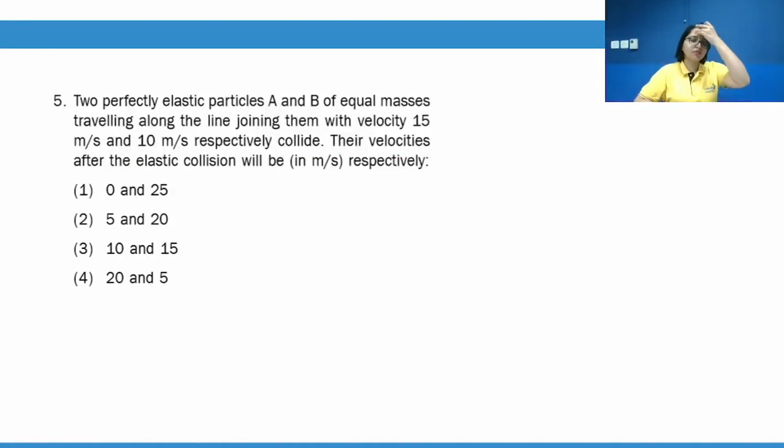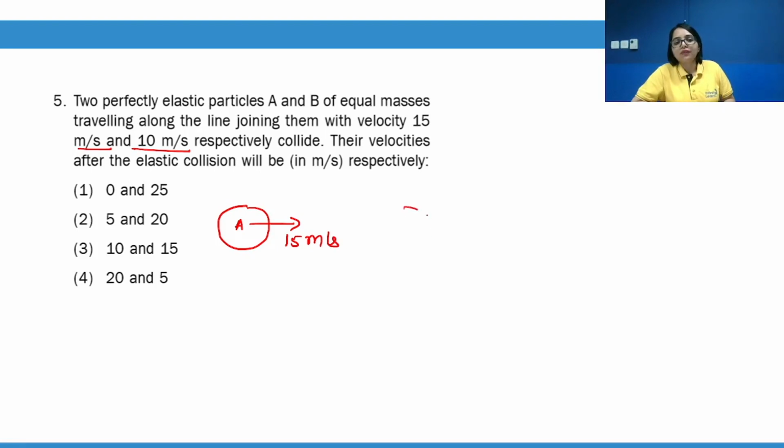Next is question number 5. Two perfectly elastic particles A and B of equal masses, traveling along the line joining them with velocities 15 meter per second and 10 meter per second, collide. So we have equal masses A and B. One is moving with 15 meter per second and the other with 10 meter per second, and these two particles are identical and the nature of collision is elastic.